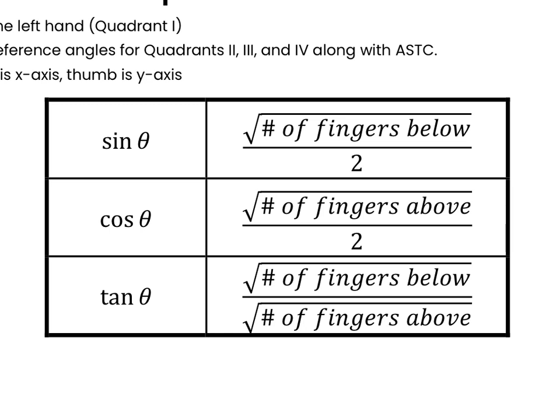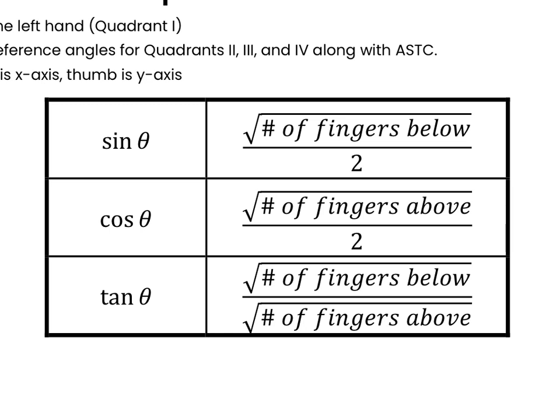Okay, if we do cosine, cosine of 30, again, this is the 30 finger. For cosine, it's the fingers above. How many fingers are above my 30 finger? 3. Square root of 3 over 2 is the cosine of 30. Square root of 2 over 2, so there's 2 fingers. Square root of 1, which is 1, over 2, 1/2.